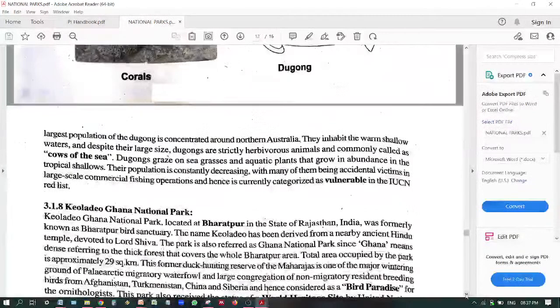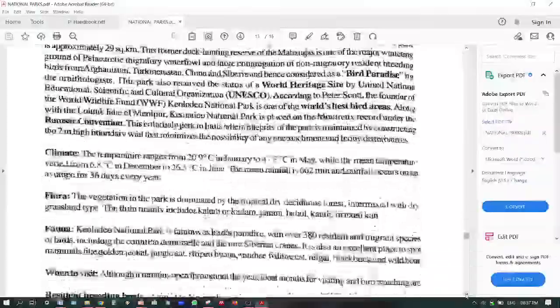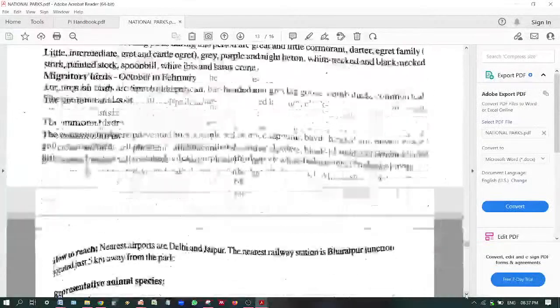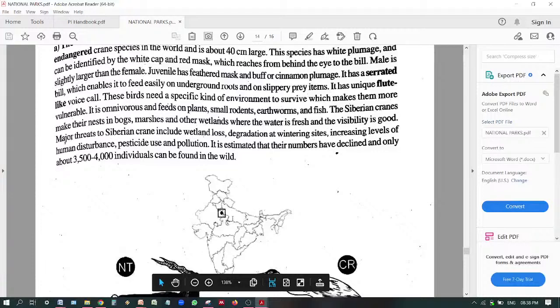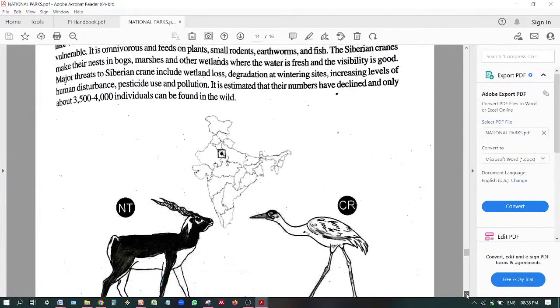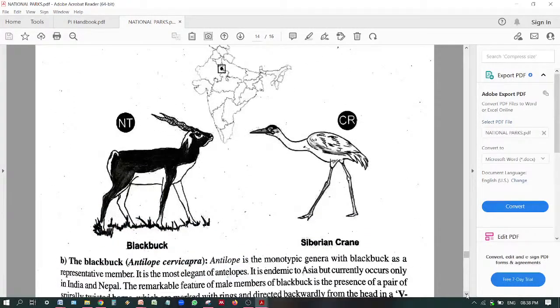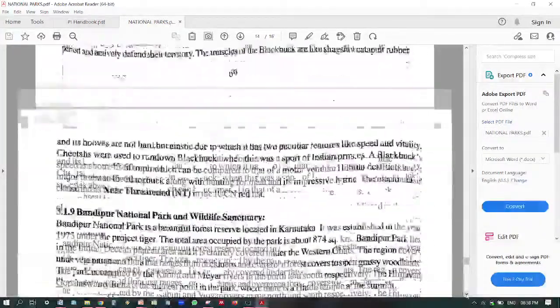Let us move fast to the next national park, that is the Keoladeo Ghana National Park, which is present in Rajasthan. Marking on the map, this side, okay, northeast side of the Rajasthan state. The representative species is the blackbuck, which is near threatened, and the Siberian crane, which is critically endangered.